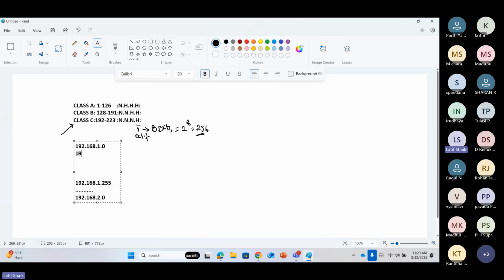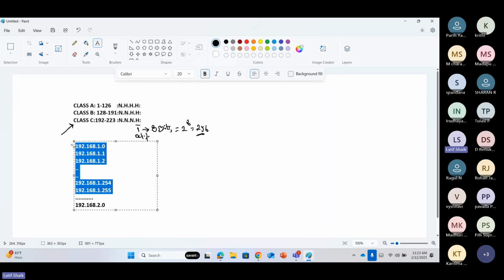So you can start typing like this: 192.168.1.1, then 192.168.1.2. It keeps going, 1.3, 1.4, 1.5, and it reaches 192.168.1.254, up to 254, then it is 255. This is the entire single network.